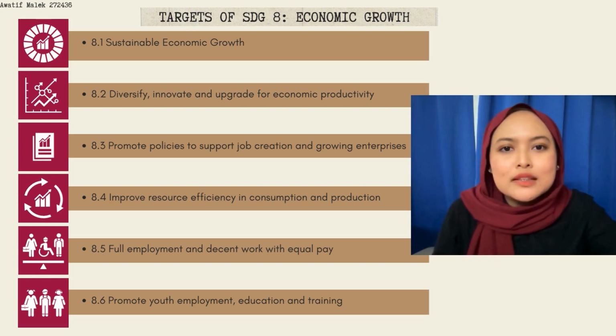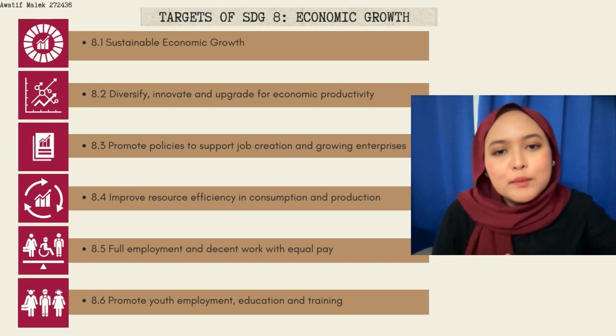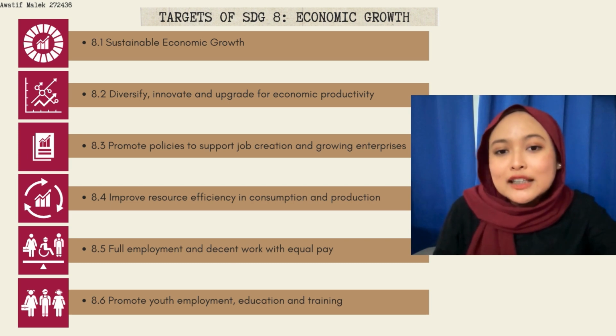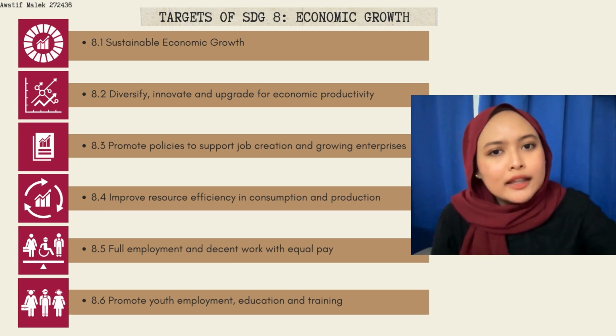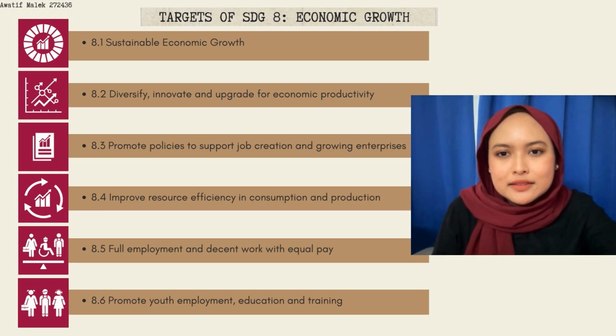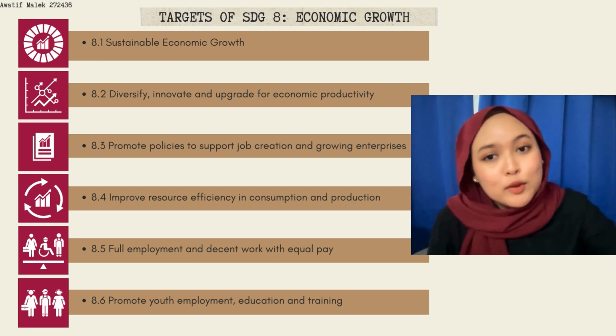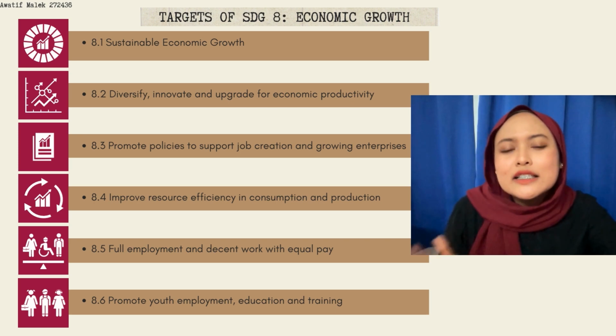8.1, sustainable economic growth. Sustain per capita economic growth in accordance with national circumstances and in particular at least 7% gross domestic product growth per annum in the least developed countries. I'm sure you're wondering what is GDP, gross domestic product, and what are the least developed countries?